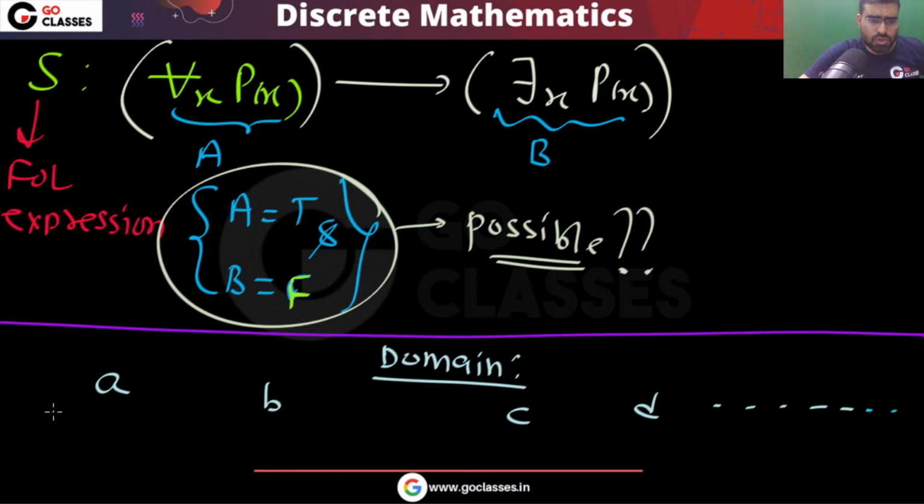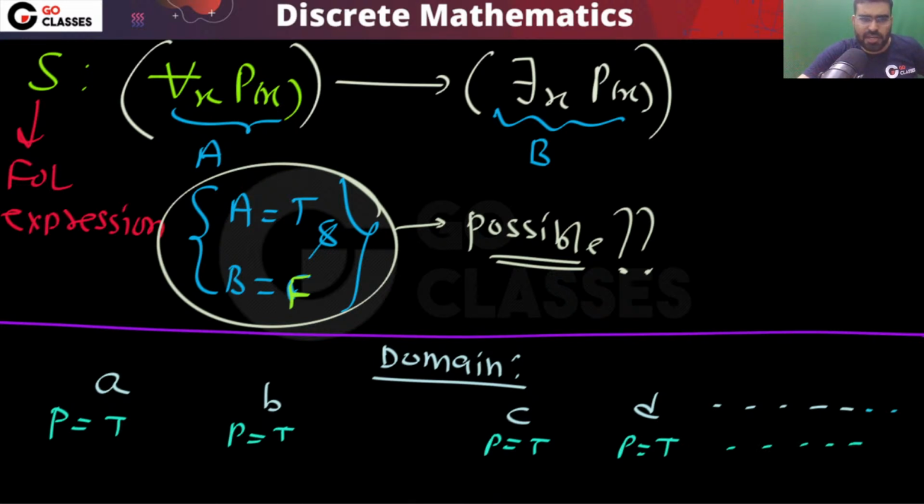Sorry. So for every element I need to make P true. For every element, I need to make P true, P true, P true, P true. Now you tell me, what about the remaining? Now this is true. This is the only way. Now this we have done true.